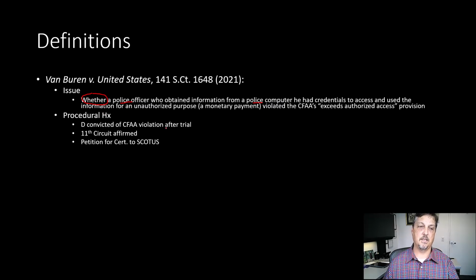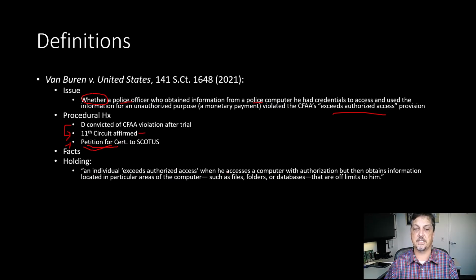So Van Buren appealed from the jury verdict to the Intermediate Appellate Court, the 11th Circuit. The 11th Circuit agreed that the defendant was properly convicted. In other words, both the trial court's instructions to the jury and the 11th Circuit agreed that it could exceed authorized access for a police officer to obtain information the police officer had technologically and otherwise was allowed to get in relation to their job, but to use the information in a way that violated a department policy. Then from the 11th Circuit, the case went up to the Supreme Court, opinion by Justice Barrett: An individual exceeds authorized access when he accesses a computer with authorization, but then obtains information located in particular areas of the computer, such as files, folders, or databases that are off limits to him.